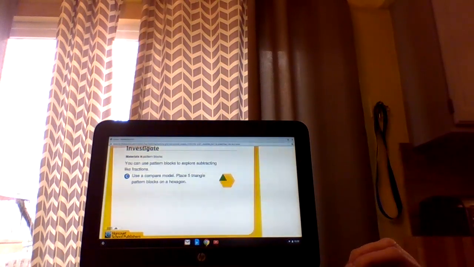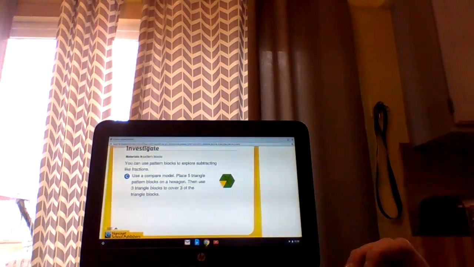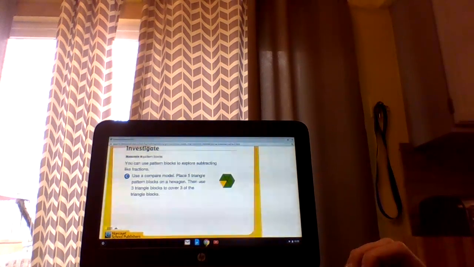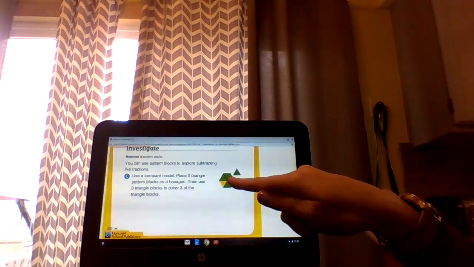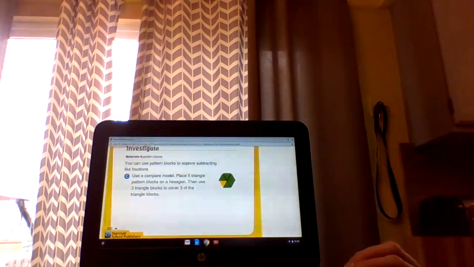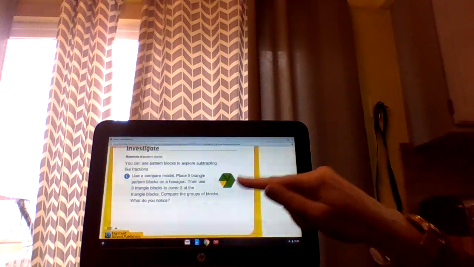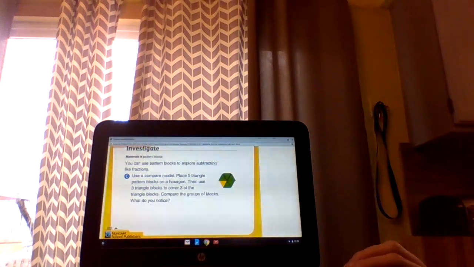So we're doing it again with our 5 sixths. And then we're using 3 triangle blocks to cover these 3. So we're covering 1, 2, and 3. How many of the triangles are not covered? Again, it's 2. So again, 5 sixths minus 3 sixths, and we have 2 sixths remaining.